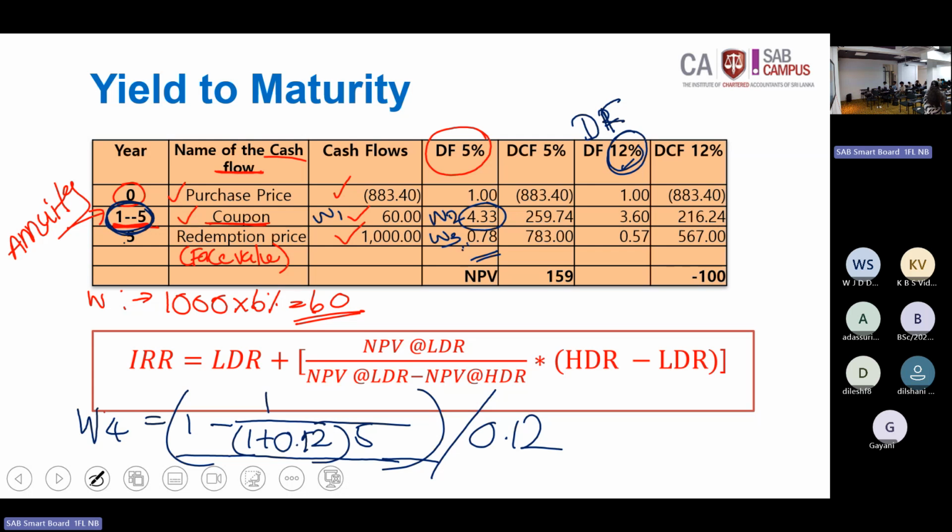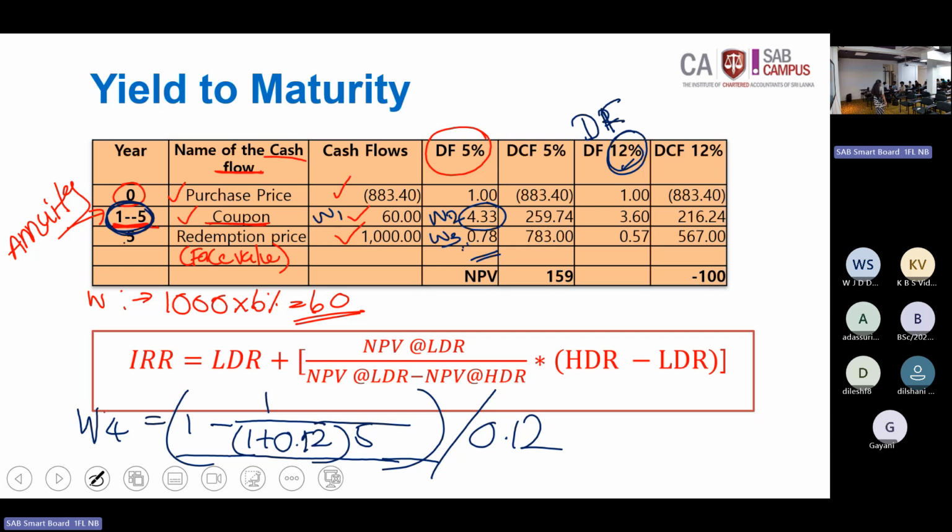What's the value? You got the same answer. Take it as 1 minus 1 divided by 1 plus R to the power n. N is 5. Again, the whole formula should be divided by 0.12, since we are finding the annuity factor.